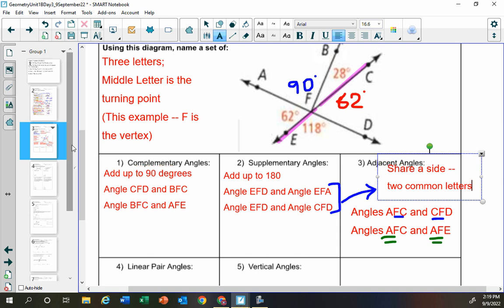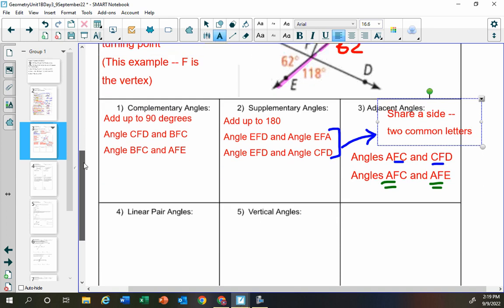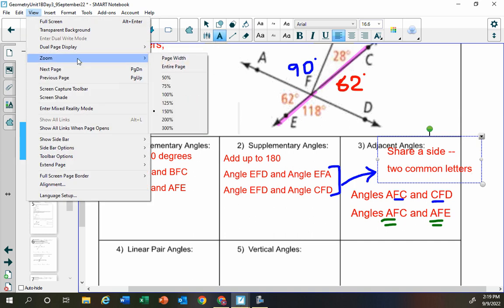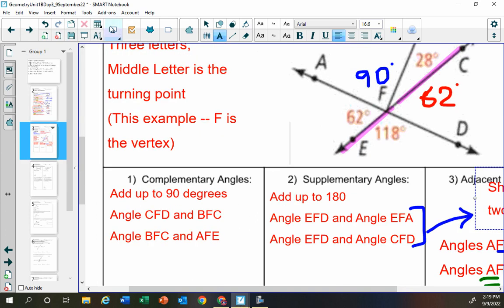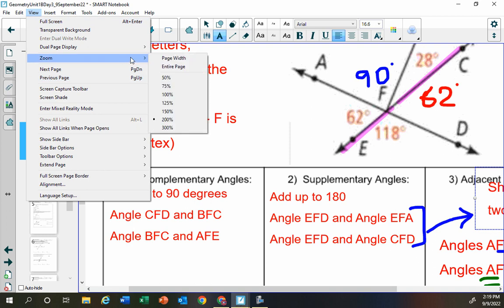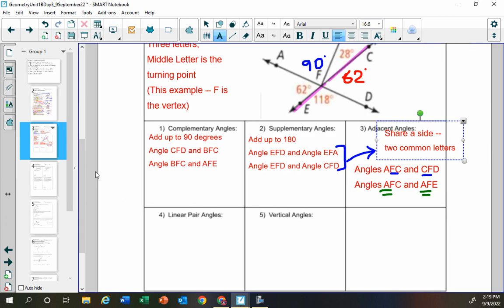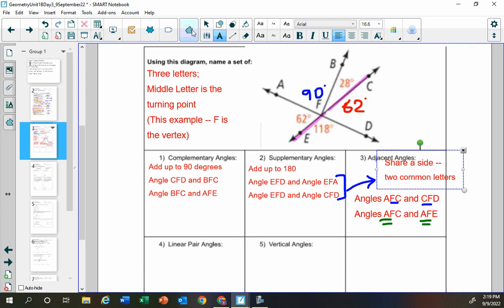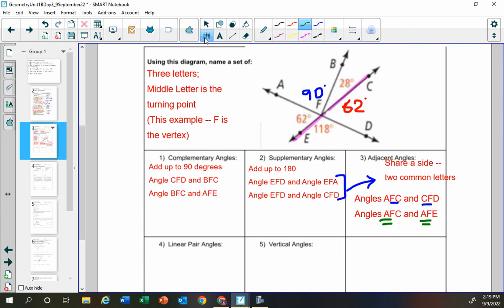All right, now, we're almost done. Okay, for number 4, I'm going to make this a little smaller. Okay, linear pair. I'll give you a hint. They have to add up to what number? 180. So basically, CFD and who else? AFE.